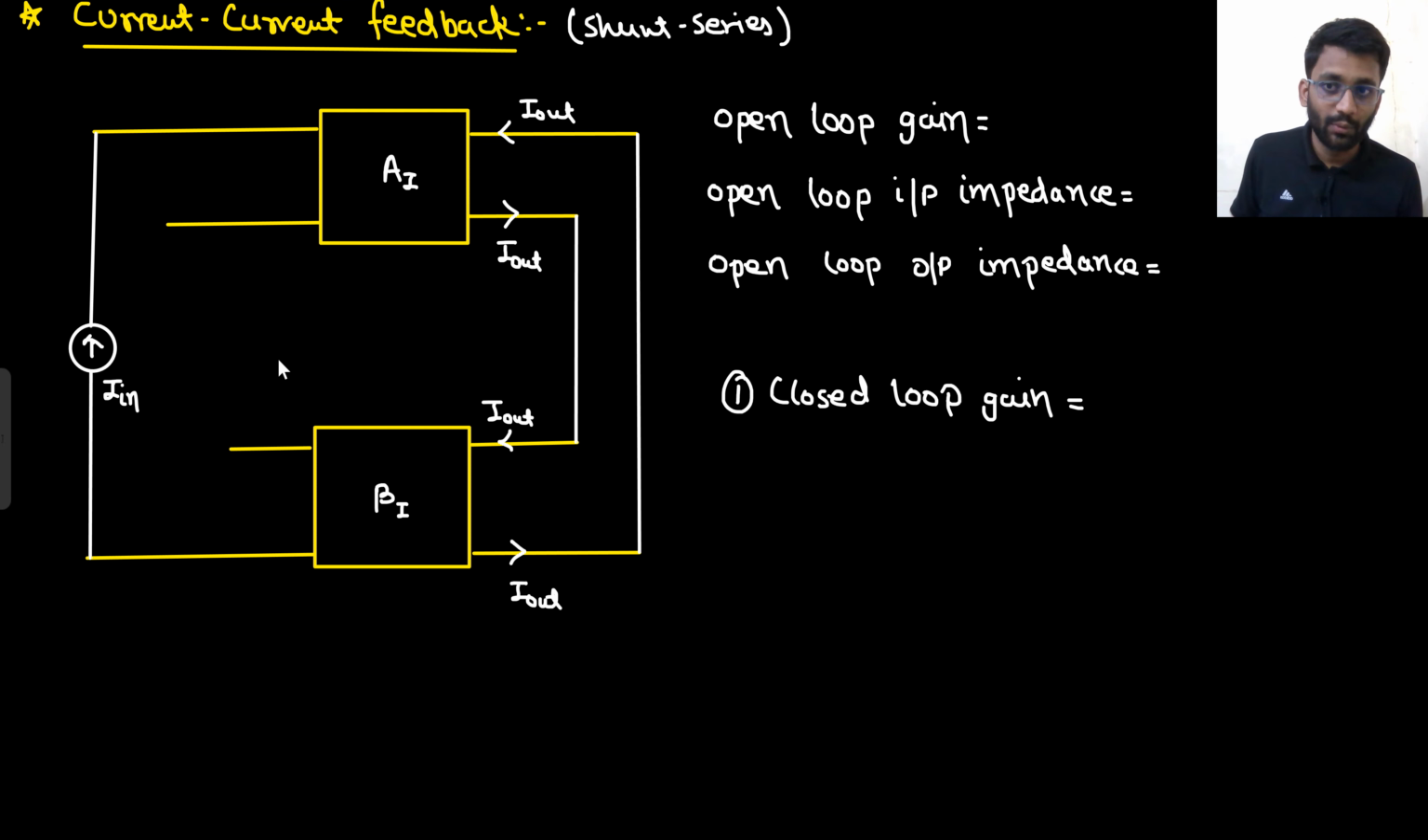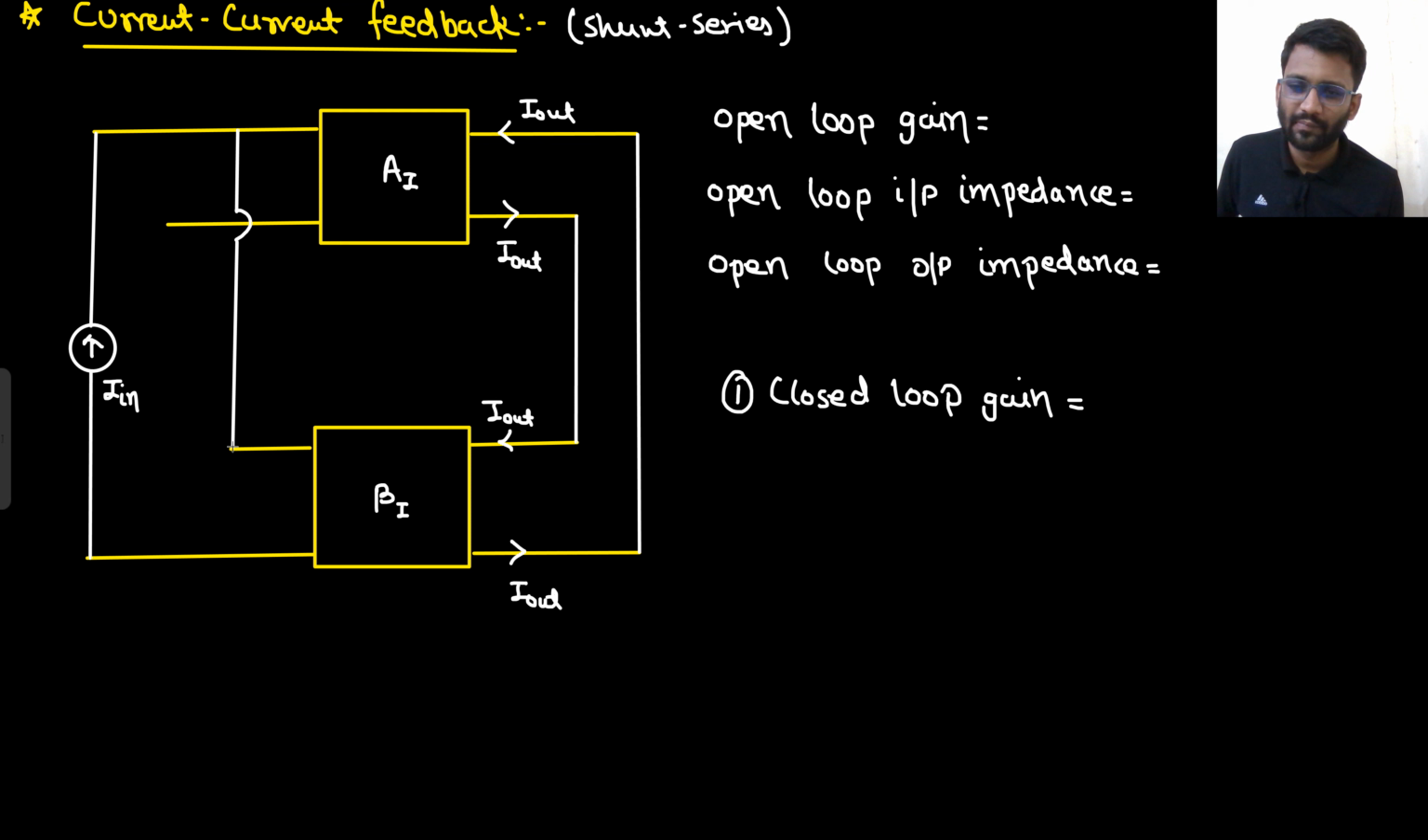Now we are going to put it in shunt connection, because current should be mixed. For current mixing, we need to take shunt connection. I have to add up this with this, upper one with upper one, and this with this one. Now this is the feedback current. What will be the feedback current? Feedback current would be beta I out.